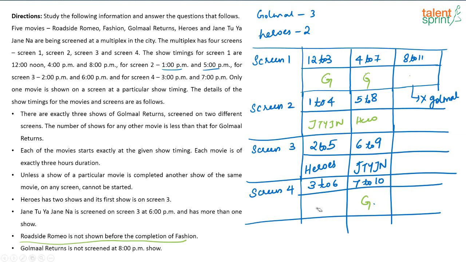So this, this and this can be Golmaal Returns, or this, this and this can be Golmaal Returns, whichever way. If this is Golmaal Returns, this is Fashion, and this is going to be Roadside Romeo, right? Or if these 3 are Golmaal Returns, this is going to be Fashion and this is going to be Roadside Romeo. In any case, 8 to 11 will be Roadside Romeo only.